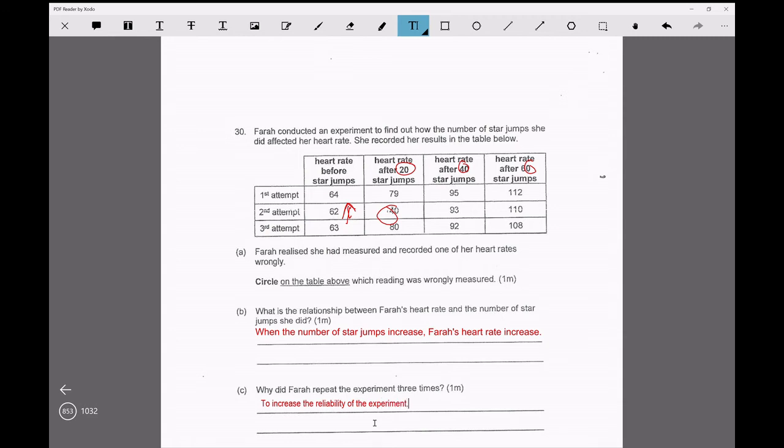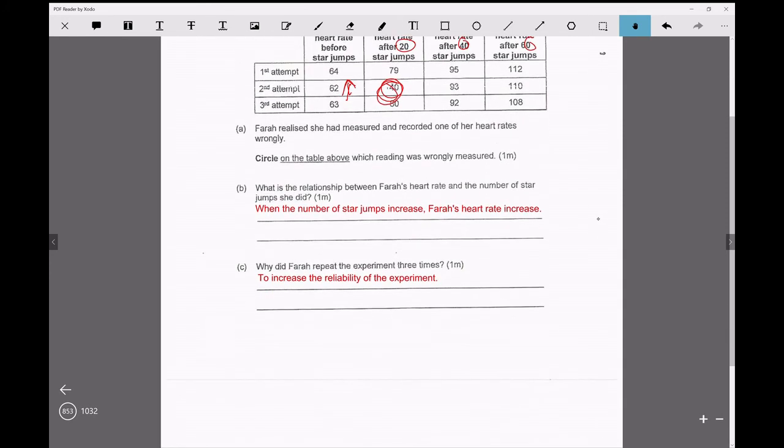So when you increase the reliability, meaning there's less chance of having a mistake. If you look at her after she does it 3 times, you realize she can easily spot her mistake. Or if she only does the second attempt 1 time, then 40 is a mistake, she also won't realize. Okay, because now there are 2 other attempts for her to compare with. That's why we must always repeat our experiment a few times to increase the reliability.